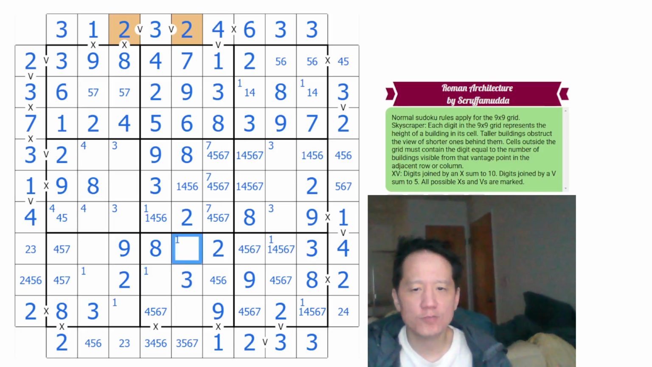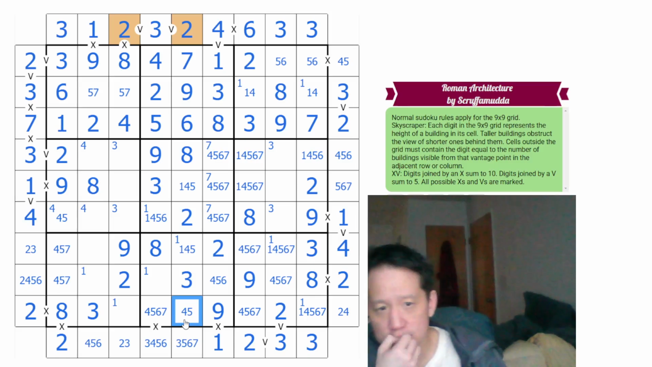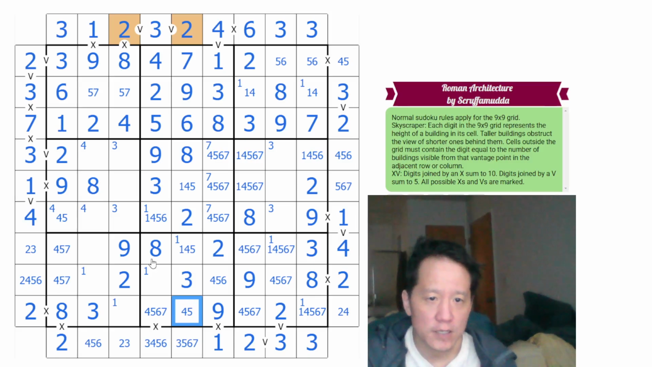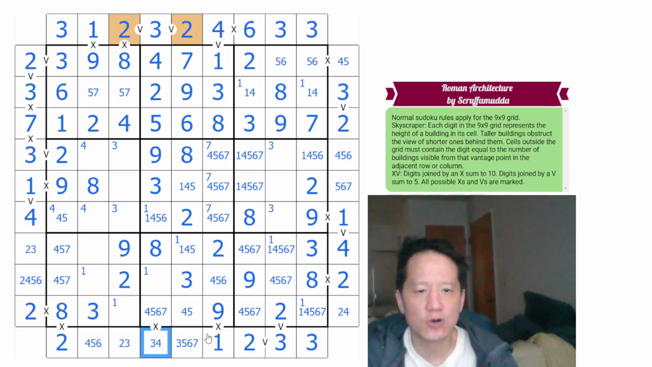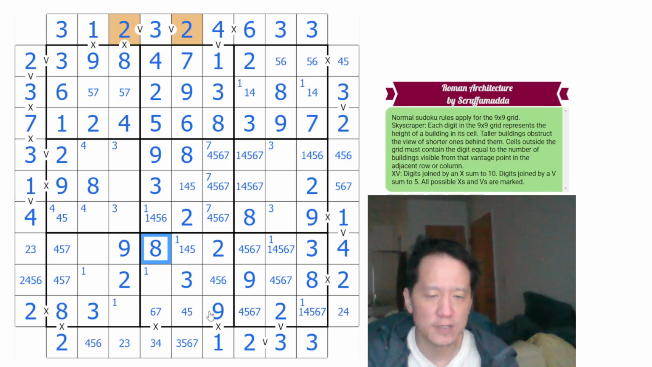This is 1 through 7. But this can't be 7. This can't be 6. This can't be 6. So this is 1, 4, and 5. This can't be 1. This is 4, 5. This sees at most 4. So it could be 3 or 4, which means this is 6 or 7. Right? Because the 8 is here. So it sees 8 and 9, and it could see either of these.